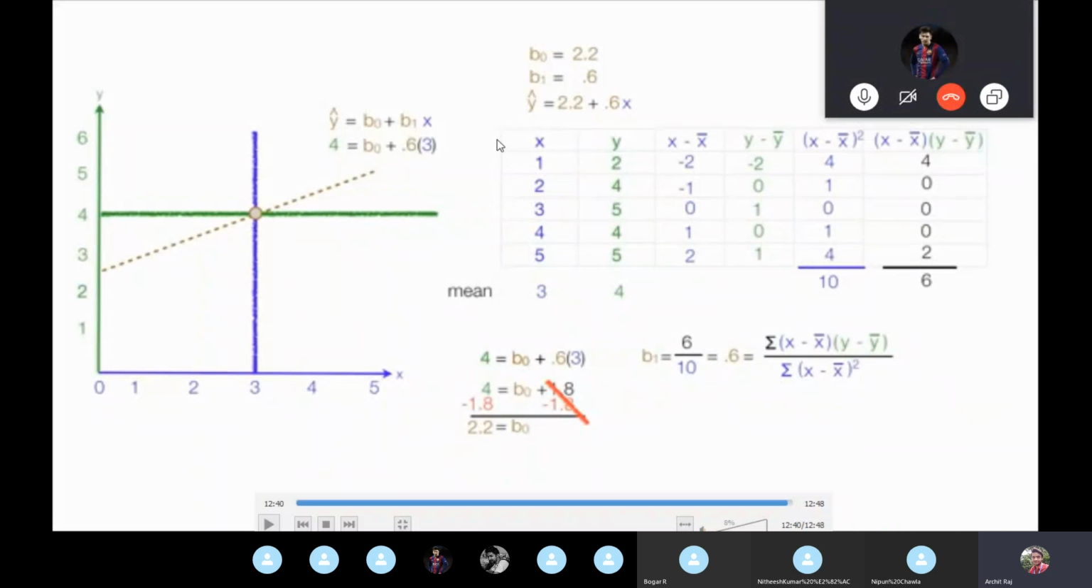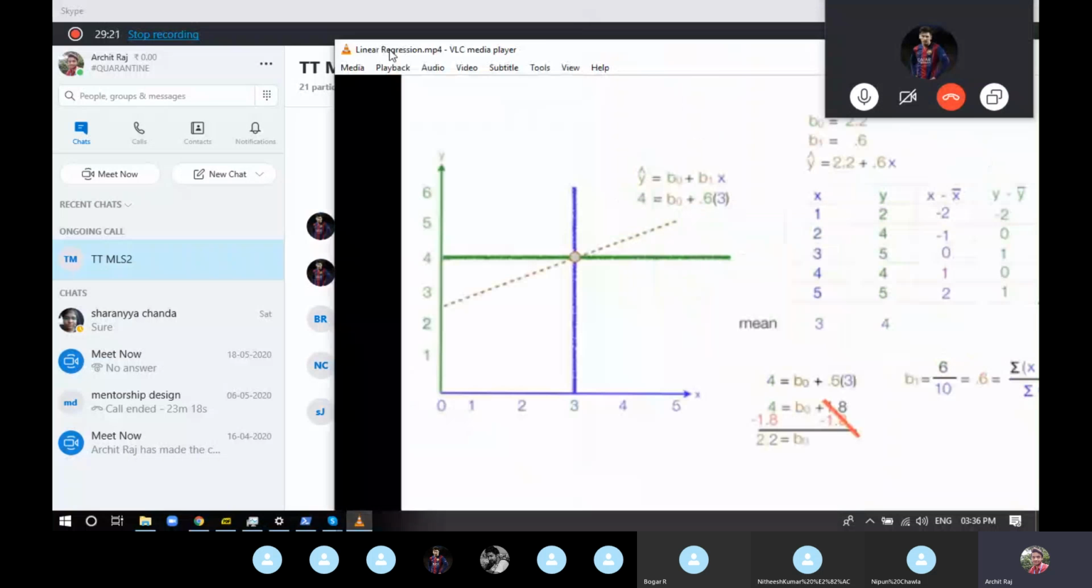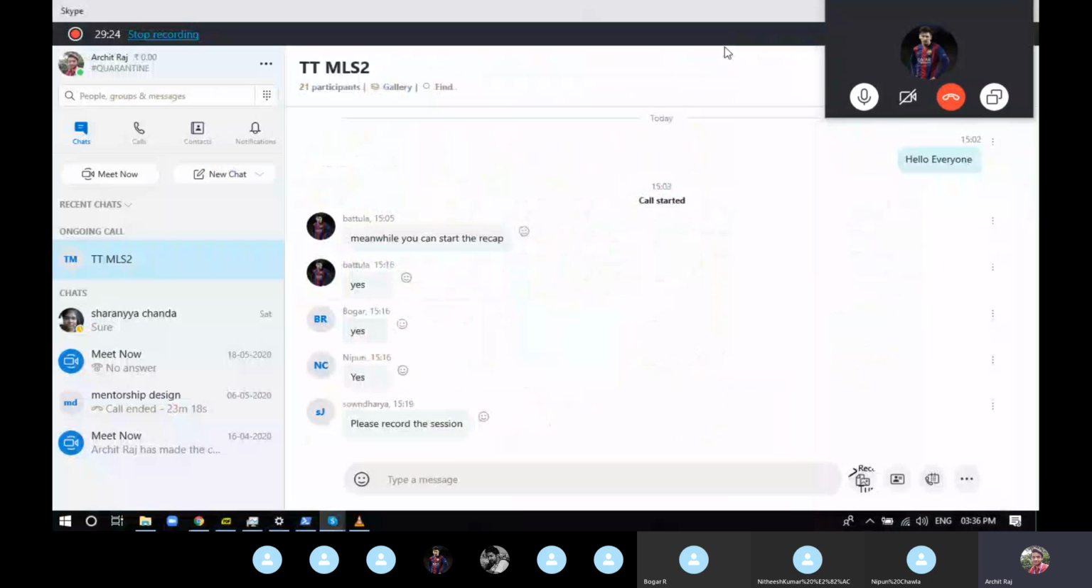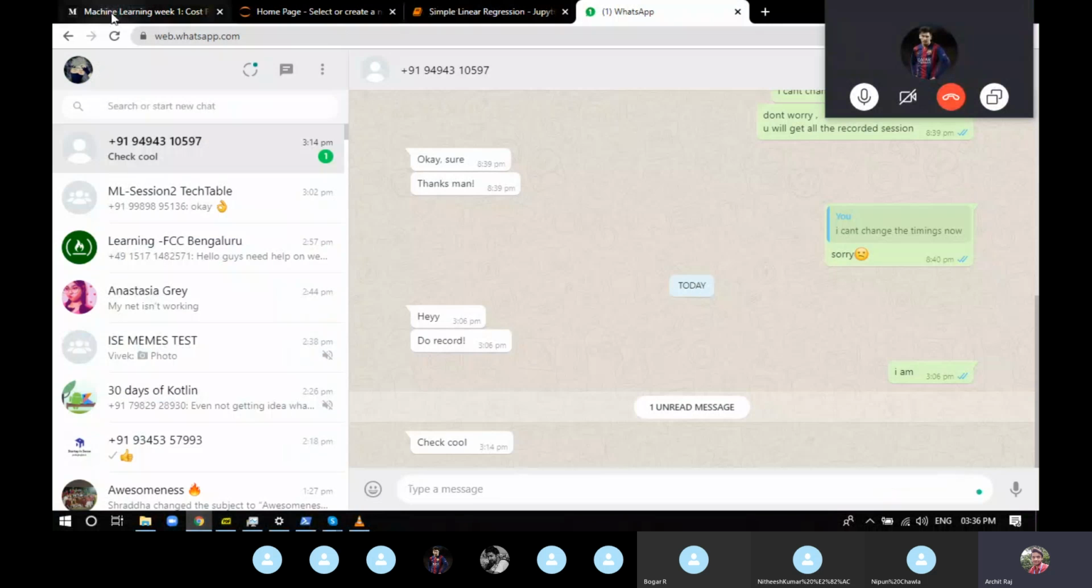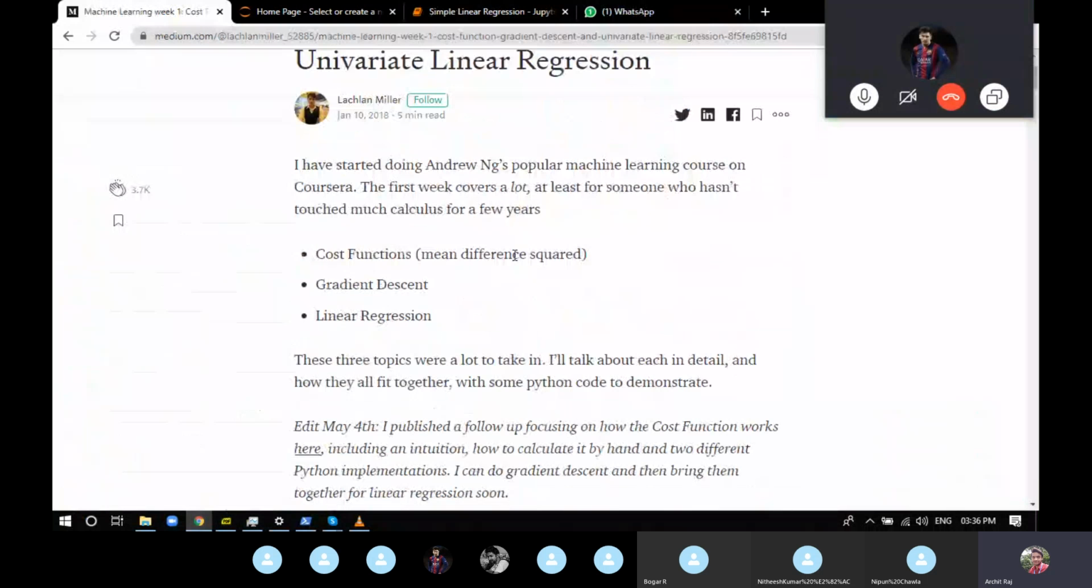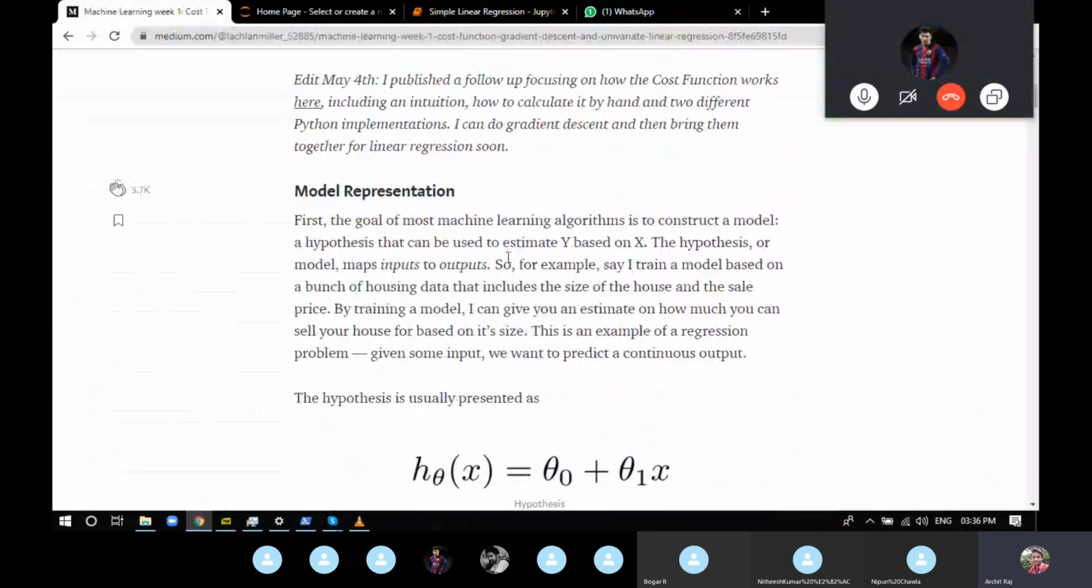Now we'll go through one other topic, which is known as gradient descent. This is how the models of Python work. So we'll go through one of the Medium articles, which will get you all the answers. Now we're trying to find out the same thing.